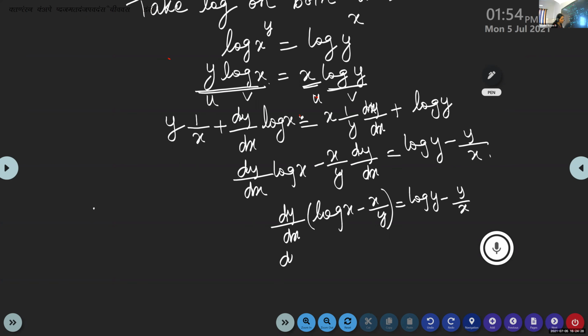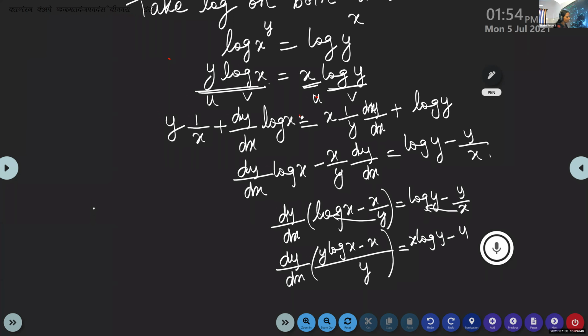Now inside the bracket, we can take the common denominator as y. So we cross multiply y: y log x minus x over y. Here again we can take the LCM, so we get x log y minus y over x. From here, what is dy by dx? Whenever the question is to differentiate, the final answer should be given as dy by dx equal to. In that form only we have to give. So what is dy by dx?